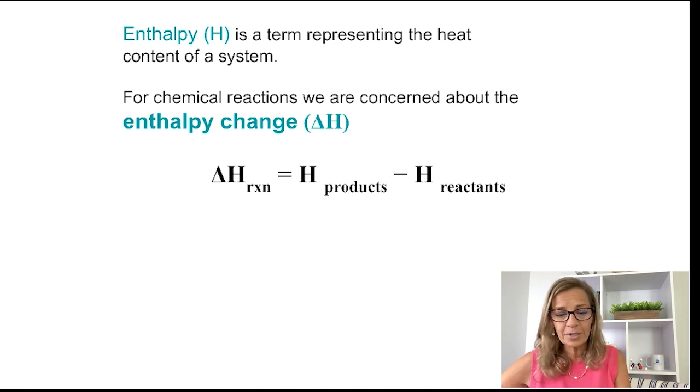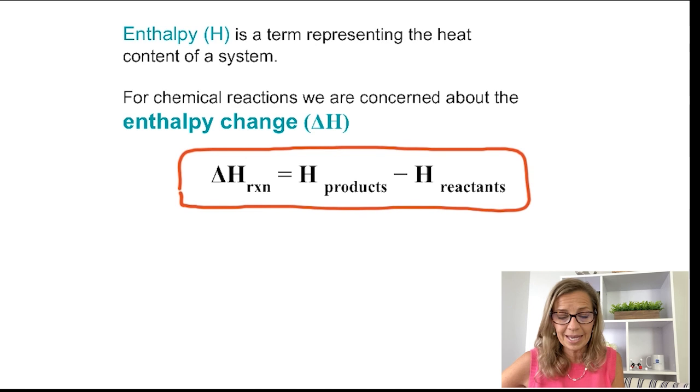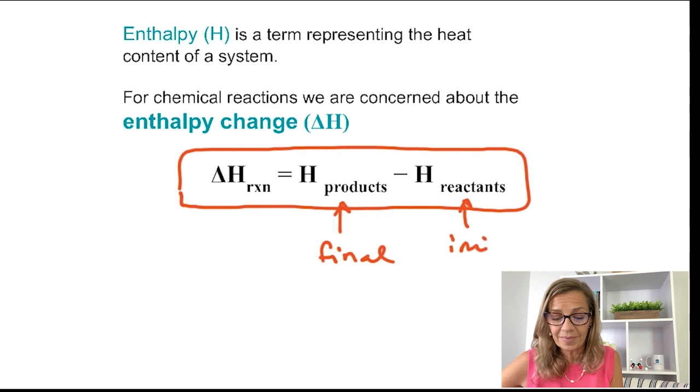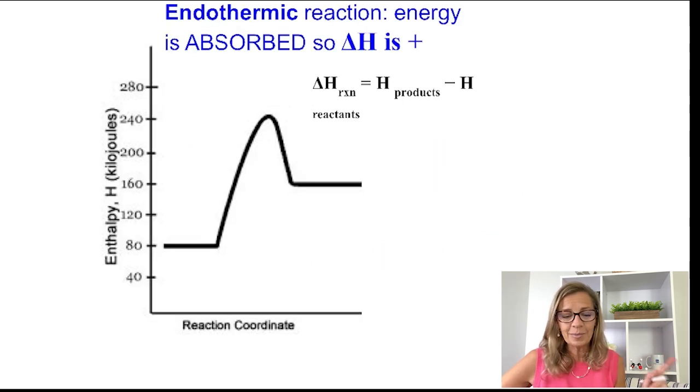Now, remember, the enthalpy change is the important part, and here's what you need to know. For a reaction, it is the change in heat. In other words, the final, which is your products, minus initial. Okay, so we're going to take the product enthalpy, or the heat, subtract what we started with, and get the change in enthalpy. So let me show you on a diagram.